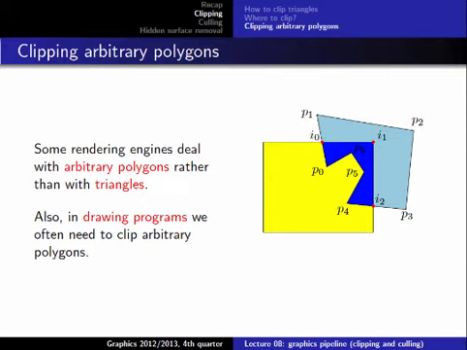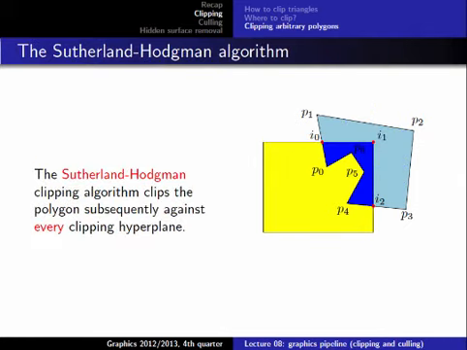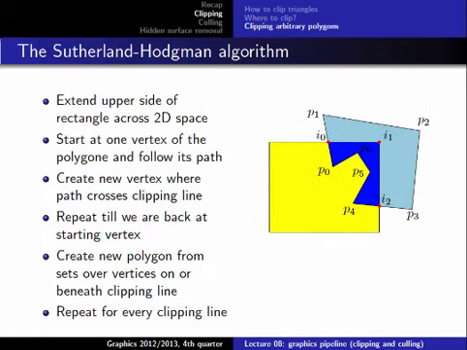The most obvious way to approach this would be to do the same that we do with the triangles. We extend each side of the clipping area, and then we clip the polygon against each of the sides, and create our clipped polygon in the same way as we did it with the triangles. And of course that works, and that is the so-called Sutherland-Hodgman algorithm. So let's see how we can phrase that in pseudocode so we can implement it.